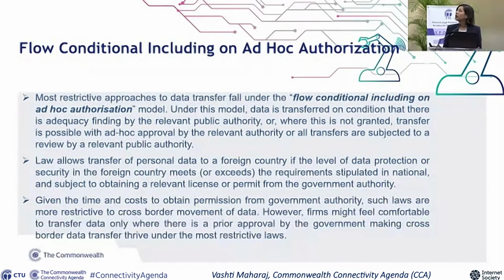So flow conditional and ad hoc authorization is like the upper end. That's the highest end of restriction, and you find, believe it or not, a lot of countries take this approach. When I was doing my assessment of COMESA member states, some of them actually take this approach. But because they operate as a trading bloc and have similar provisions, it does not preclude global trade. It actually enhances it. And this is food for thought: not just what is the best model, but what is the best model that will work for your region. Because no country is a standalone country when it comes to data flows.